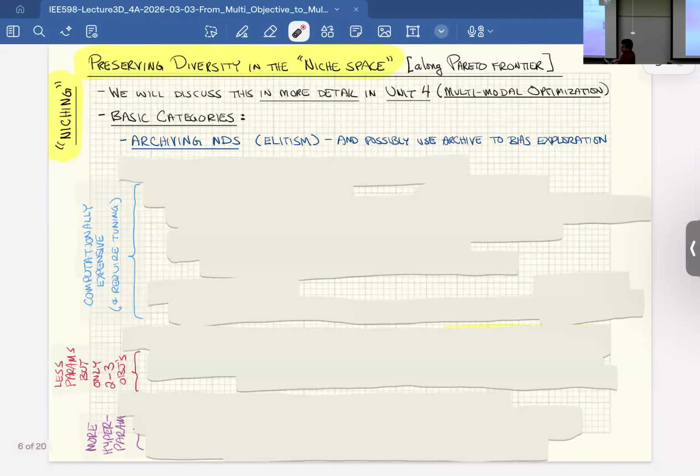Okay. All right, so how do we preserve diversity in this niche or criteria space? This is something we're going to get to in more detail in the back half of this lecture, depending on the timing. But it's going to be really important for multimodal optimization as well. So I'm not going to go into great detail on each of these methods at this moment because we'll get into them when we get to multimodal, but there are basically these 4 categories of niching methods.